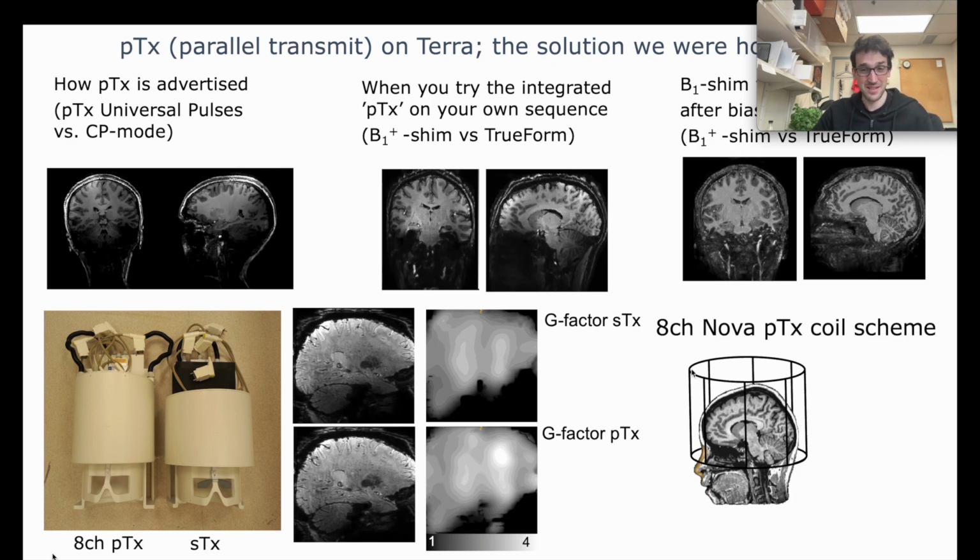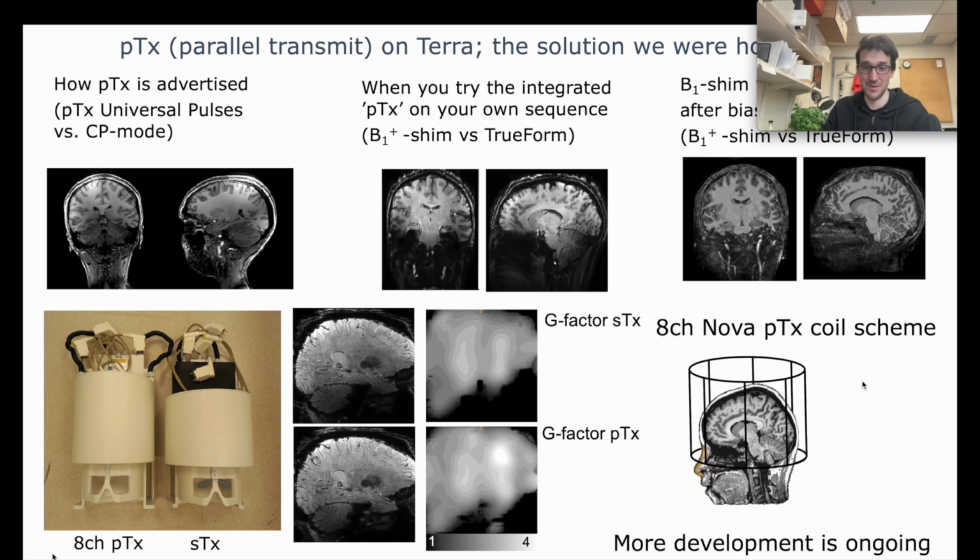For example, the 8-channel Nova coil that comes along with the Terra, you have these 8 channels aligned in this kind of circular fashion. This means that you don't really have any degree of freedom to push the magnetic field down, the transmit field. You can homogenize the signal intensity and the flip angle within an axial plane, which is not really something that we are super limited with in layer-dependent fMRI. We want to push it down, which this kind of setup does not allow us to do. And I'm waiting for more developments being plug and play in the future.